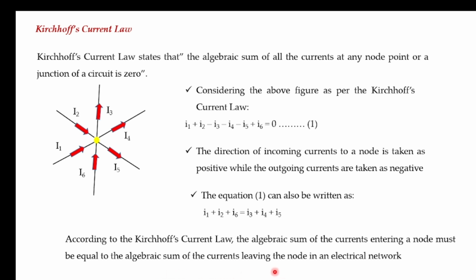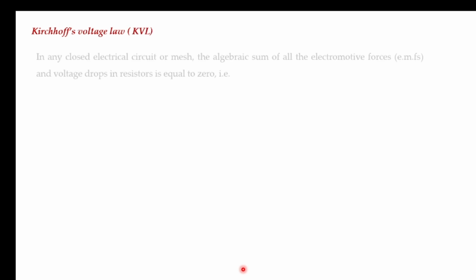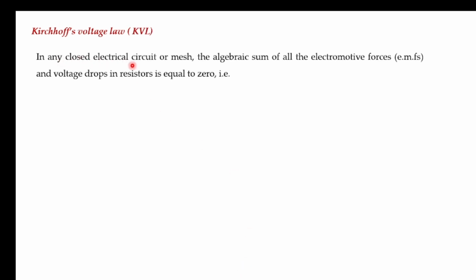Next we will see Kirchhoff's voltage law. Kirchhoff's voltage law is applied to a closed circuit. This closed circuit is sometimes called a mesh or a loop. In a mesh or a loop, the algebraic sum of all the electromotive forces, which is the voltage applied, and the voltage drops in resistors is equal to 0. That is, the sum of the voltage rises is equal to the sum of the voltage drops.